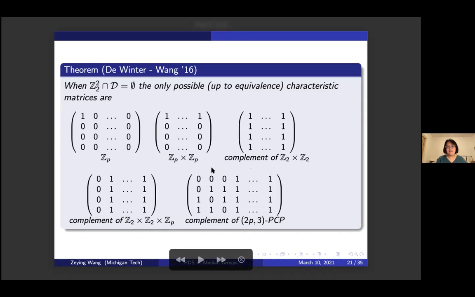By doing that, we figure out that if D does not contain any elements of order 2, you only have 5 possibilities of the characteristic matrices. That corresponds to the trivial case, because that's a subgroup, right? And the last case is a PCP case, because here you probably should put in the identity element, otherwise it's not going to be a group.